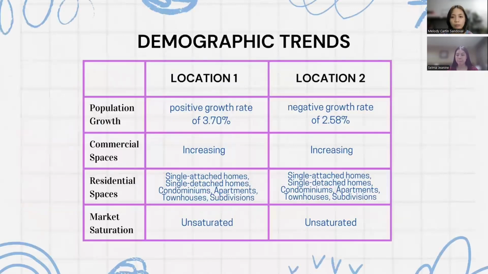Now, let's go to the demographic trends. For the population growth, location 1 has a positive growth rate of 3.70%. For location 2, a negative growth rate of 2.58%. For the commercial spaces, both locations are increasing. For the residential spaces, both locations have single attached homes, single detached homes, condominiums, apartments, townhouses, and subdivisions. For the market saturation, both locations are also unsaturated.